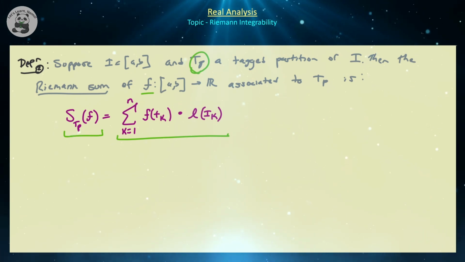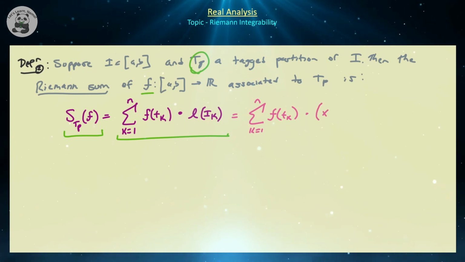You obviously can write this in a couple ways. You could also write this as the sum from k is equal to 1 to n of f of tk times xk minus xk minus 1, the length of interval k, if you prefer it that way. All right, so this is what we call a Riemann sum, and you can actually think of this as sort of like a partial sum of some sequence, right? It's practically a partial sum of a sequence in disguise. All right, so that's what we call a Riemann sum.